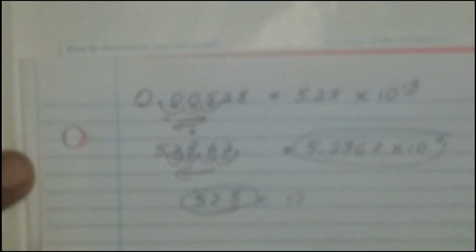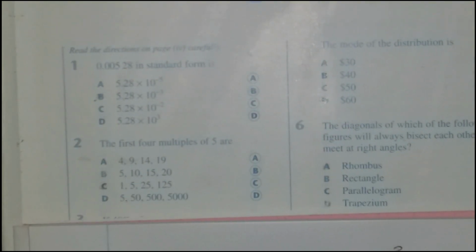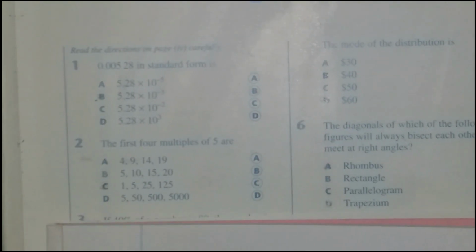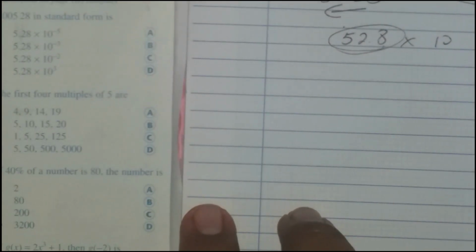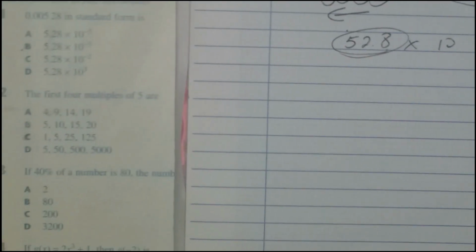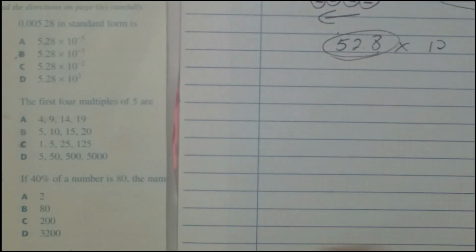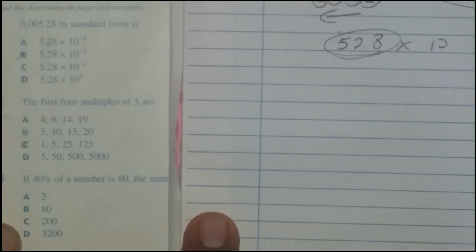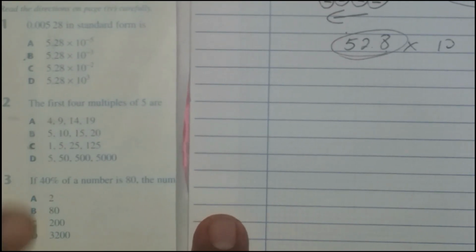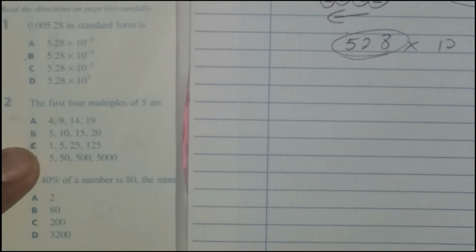Okay, so moving on, let's quickly take a look at number 2. Number 2, we have this one that says the first 4 multiples of 5. Oh, that's very easy. Multiples means like multiplication.